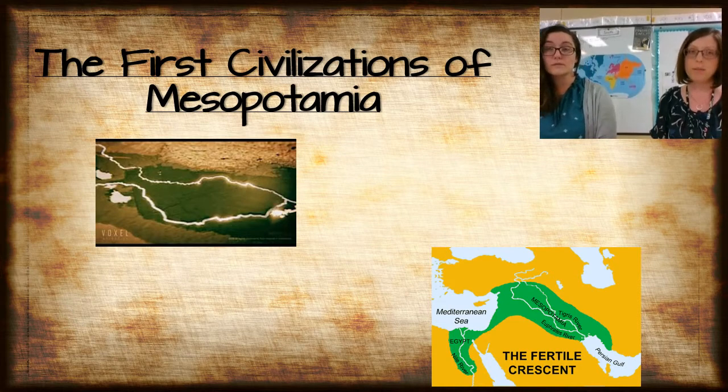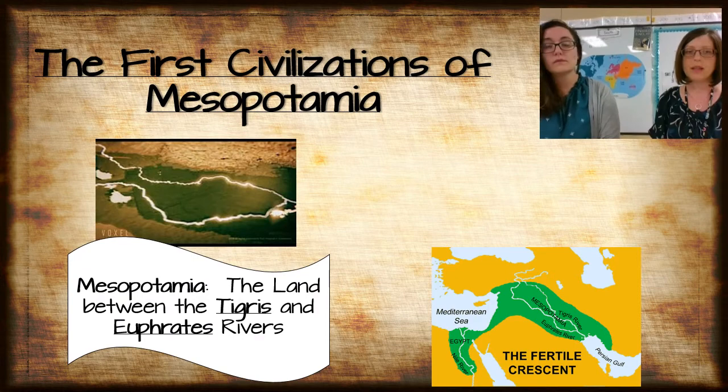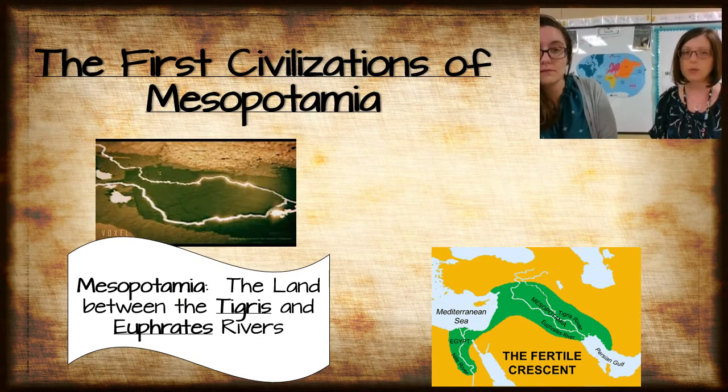There are 2 very important geographic terms that we need to know with this unit. The Mesopotamia, the land between the Tigris and the Euphrates River. And that's this area right here. Okay, and the word meso means between. So on your notes, underline that part meso and write between right above it.